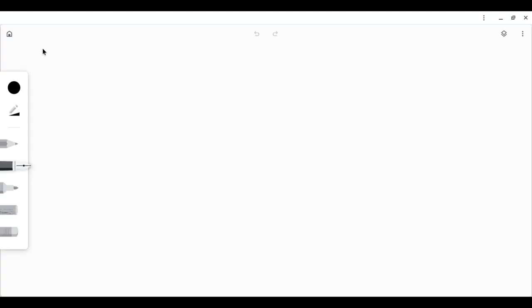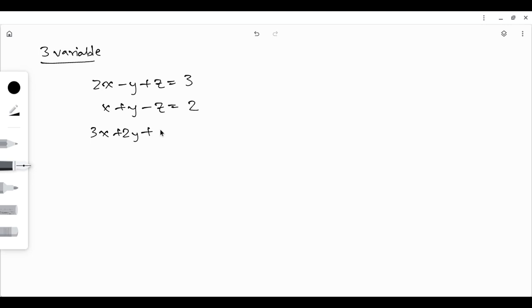Now let's look at the three variable case. In the three variable case, you have, say, 2x minus y plus z equals 3, x plus y minus z equals 2, and 3x plus 2y plus z equals 7. Now in this case, we're going to repeat what we did for two variables, but we have to do it 3 times. So first, I'm going to look at these two equations. I'm going to copy them here.